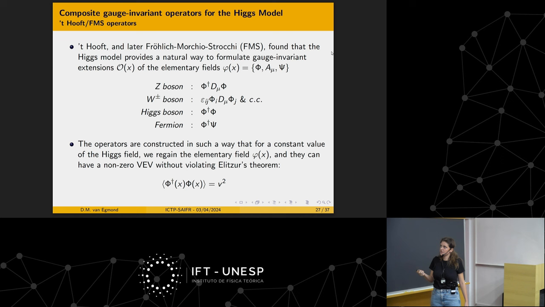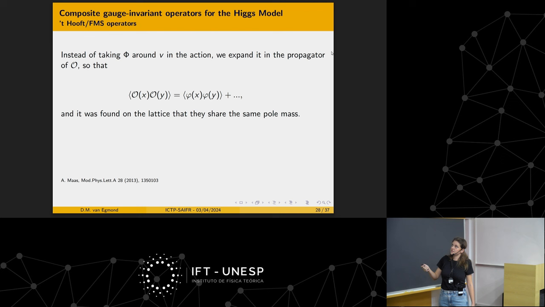And now comes the idea of the Higgs mechanism without symmetry breaking. Instead of expanding phi around v, so saying that phi has a symmetry-breaking VEV, and then defining a new action, what we do is we formulate the propagator of this gauge invariant object, and we take the same expansion inside this gauge invariant object. And then we get a series of elementary propagators that each by themselves might not be gauge invariant, but the sum of them should be gauge invariant because they come from this gauge invariant object.